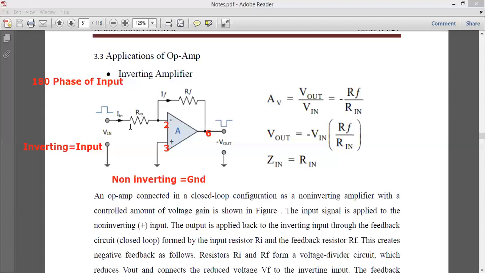So I repeat, first it gives you 180-degree phase shift of the input supply. The minus sign is connected to a signal, a square wave signal, and the plus sign is connected to ground always. And we take some feedback. The feedback here is taken from pin number 2 and connected to pin number 6 via a resistor called the RF resistor.